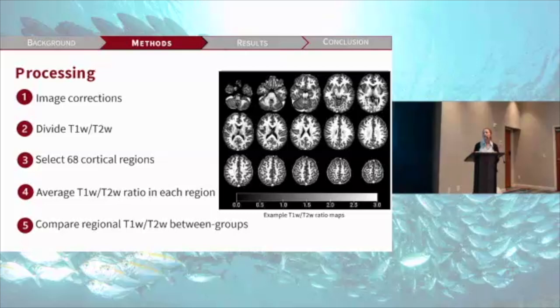Within each of these 68 regions, we calculated the average ratio within each region. And finally, we wanted to compare the regional T1-T2 ratio between our two groups, between RASopathies and typically developing kids. For our statistical analysis, we did an analysis of covariance, including covariates of sex, age, curvature, cortical thickness, and also an index of motion.